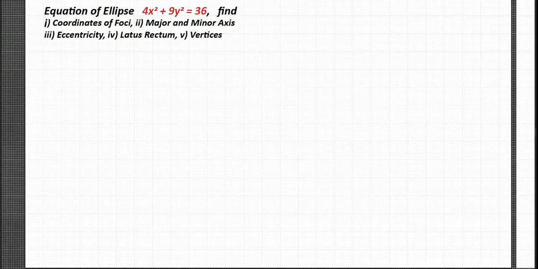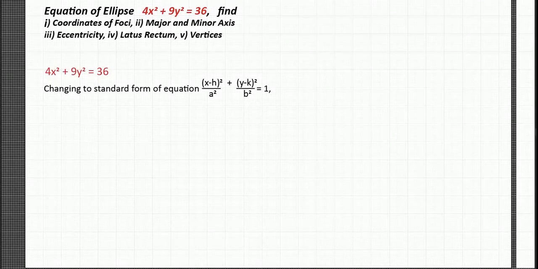Now let us solve a problem involving an ellipse. The equation of the ellipse is given by 4x squared plus 9y square equals 36. We have to find the coordinates of the foci, major and minor axis, eccentricity, latus rectum, and its vertices. We have to change this equation into the standard form of (x minus h) square upon a square plus (y minus k) square upon b square equals 1.